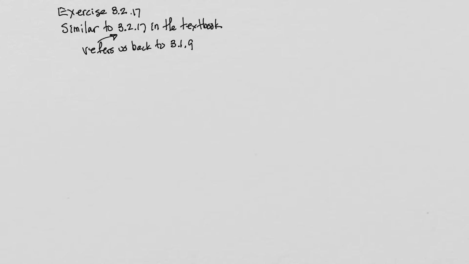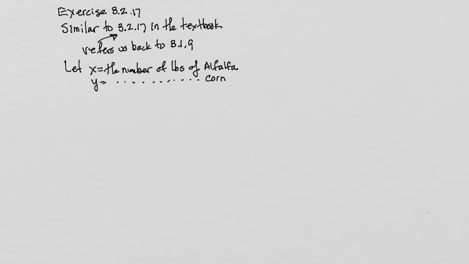It says, how many pounds of each food should be purchased in order to meet the nutritional requirements at the least cost? So we're asked for how many pounds of each food to minimize the cost. I think the way I'm going to start this problem is, since we're asked for how many pounds of each food, alfalfa and corn, I'm going to let X be what I'm looking for, the number of pounds of alfalfa, and Y equal the number of pounds of corn.